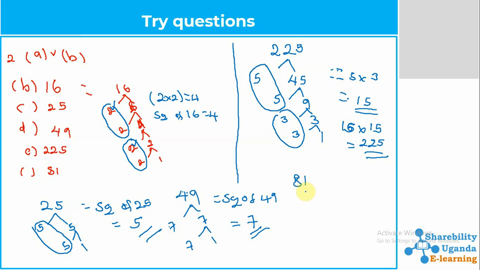81. Our number is 81. So when you have our 81 here, which number can be multiplied by itself to get 81? Which number can we multiply by this to get 81? So this we can also still use our same method. We say we are going to divide by the factor which can divide this. Here we can be able to use a 9. So when you use a 9 here, 81 divided by 9.